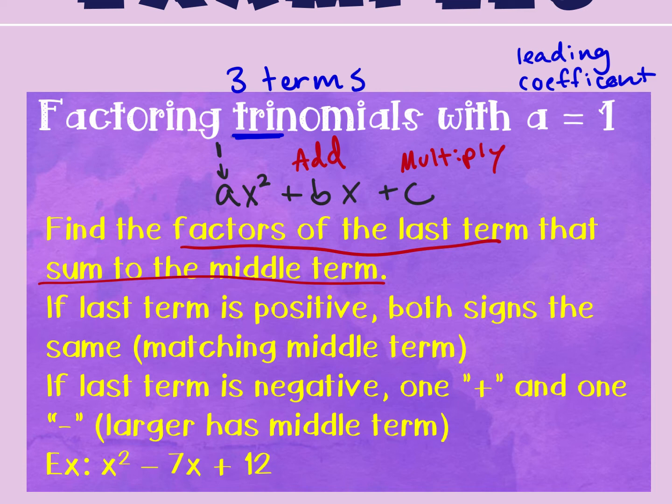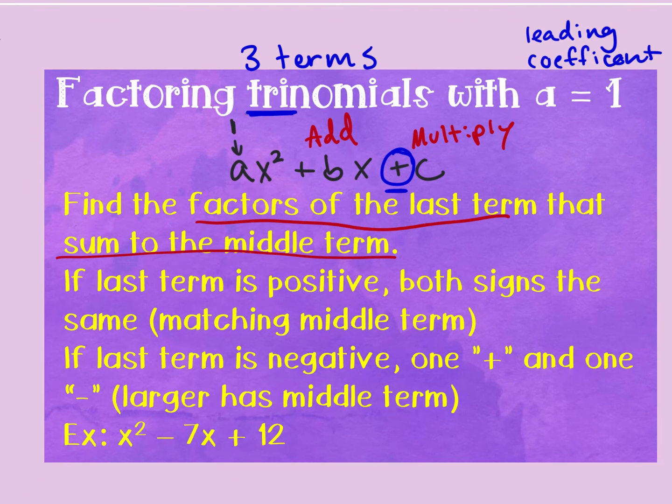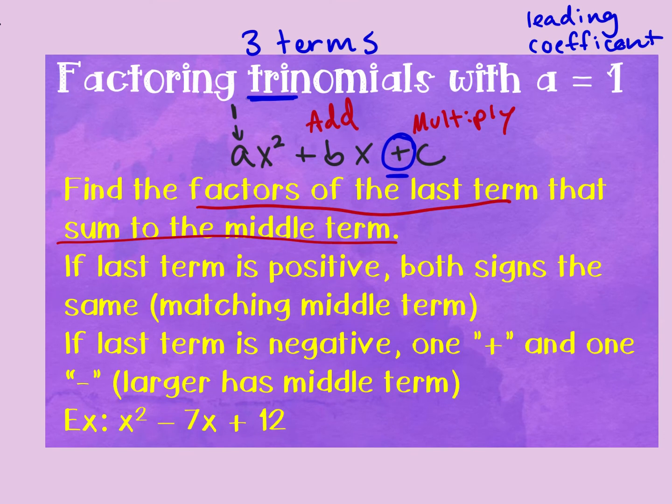If the last term is positive, then both signs are the same. So this last term, if it's positive, then we're going to have the same sign. So it'll either be a plus and a plus or minus and minus. Because remember, negative times a negative ends up being positive. So if this is a positive, then we'll have the same. So that means if it's negative, it'll be different. We'll have 1 plus and 1 minus, but the larger number has the middle term. So the middle one is going to be the sign of the larger number.